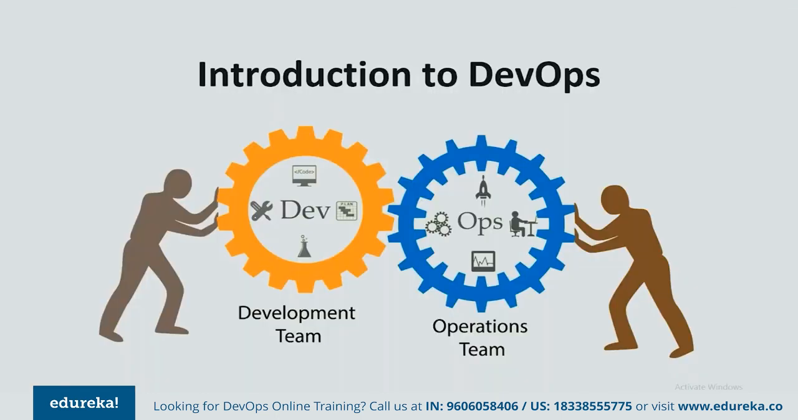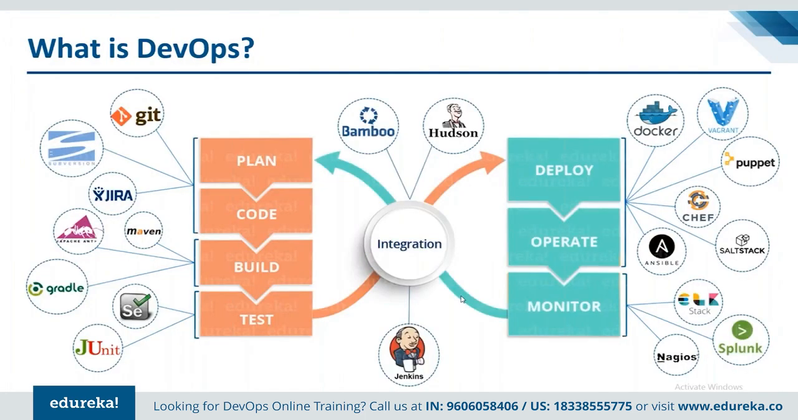First of all, let's get started on our discussion of what exactly DevOps is. DevOps is a combination of two departments, two roles: development and operations. DevOps is basically the complete life cycle. Earlier we had the waterfall model, then agile came, and then we have DevOps.